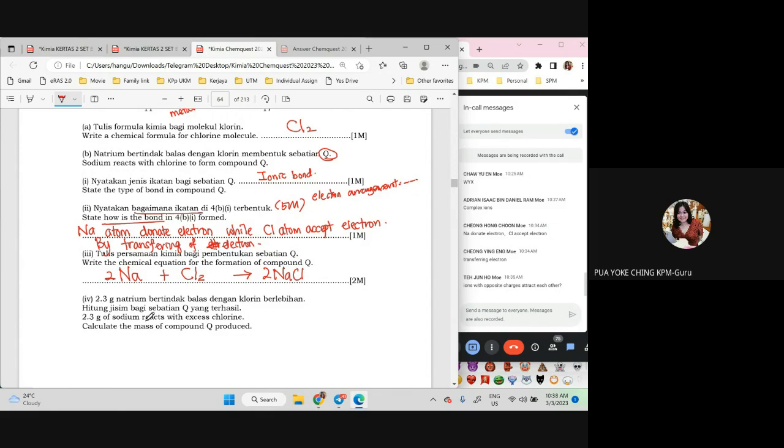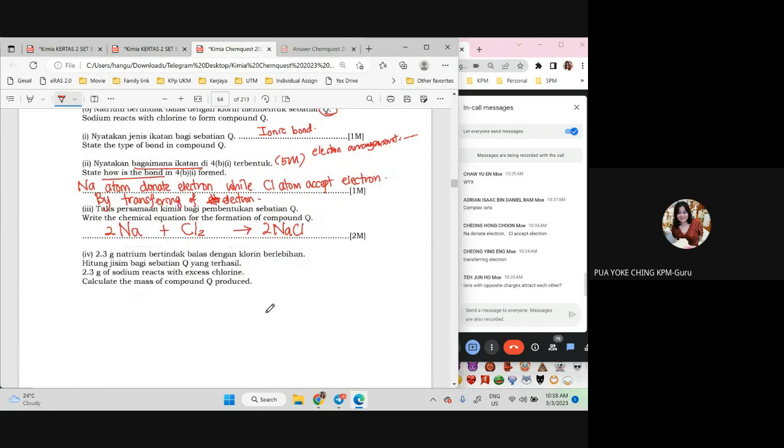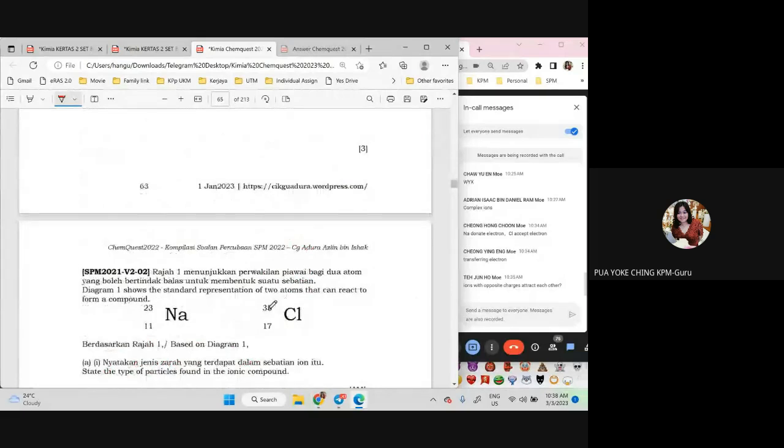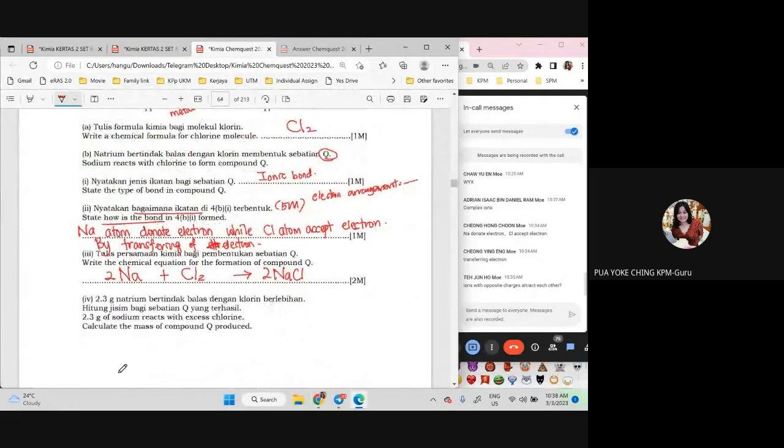2.3 grams natrium bertindak balas dengan klorin berlebihan. Hitung jisim bagi sebatian Q yang terhasil. And this one, kalau saya tak silap, for this paper, soalan 4 ini, dia ada dalam satu page yang baru. Okay? But you need to find your relative atomic mass on your own. Perasan tak dekat sini dia tak tulis.